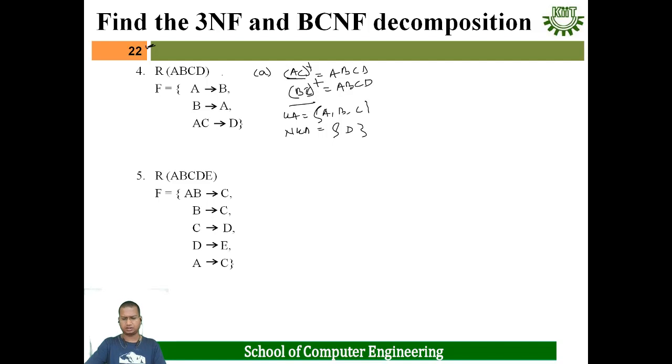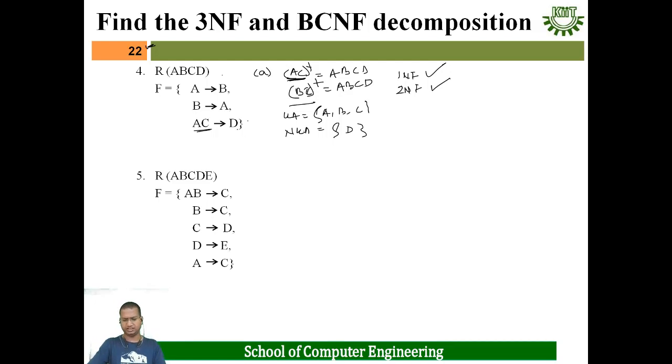Then what will be your highest normal form in this case? Highest normal form is 1NF at least. Then check for 2NF. Is partial dependency present? A to B is not a partial dependency. B to A is not a partial dependency. AC to D, here the key is AC. AC to D, the complete key determines it, so this is not a partial dependency. That means it is in 2NF.